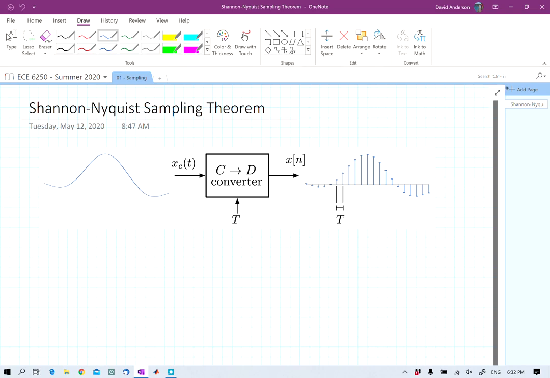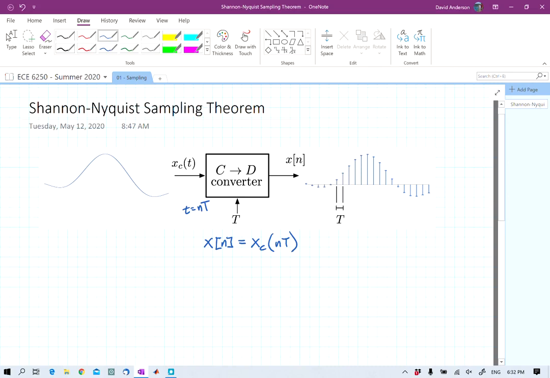So sampling is simply converting some continuous signal into discrete samples, as shown here in the figure. In general, we would have x[n], which is the sampled signal over on the right, defined as x_c evaluated at t equal to n times some sample period, capital T. So capital T is our sampling interval or sampling period, and so we just evaluate it like that.